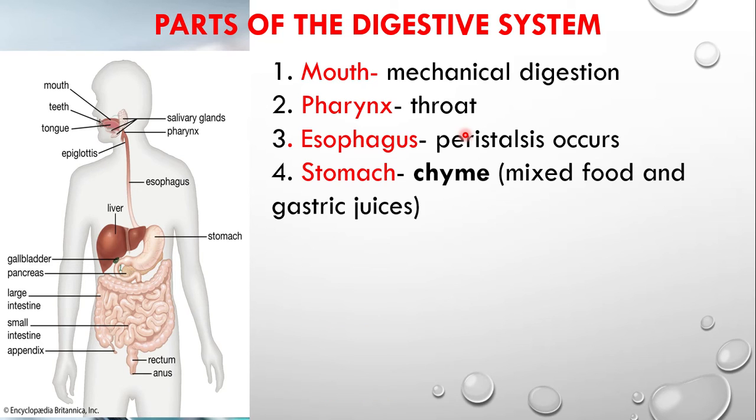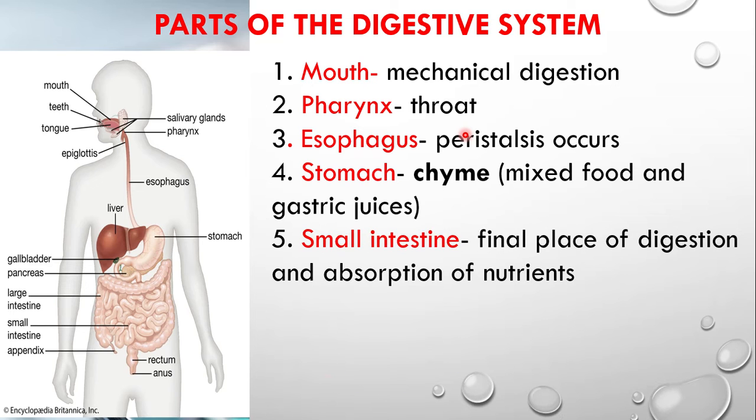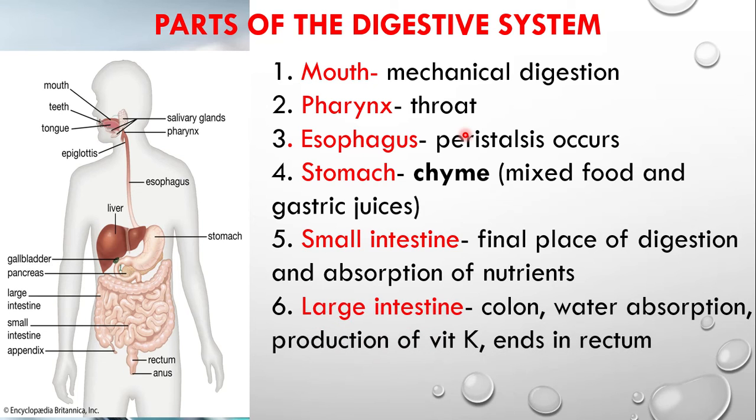And then in the stomach, we see the chyme, which is a mix of food and gastric juices, the food that we have chewed. When it mixes with the gastric juices in the stomach, we call it chyme. And then we have the small intestine, which is the final place of digestion and absorption of nutrients.